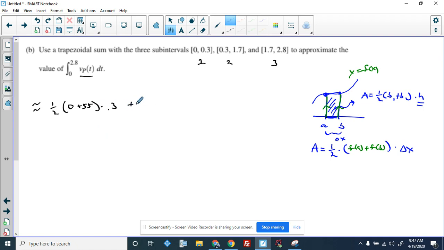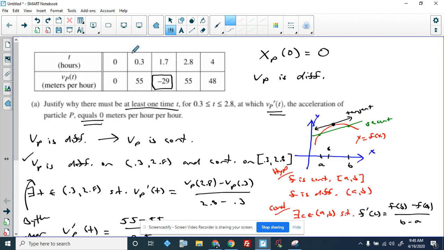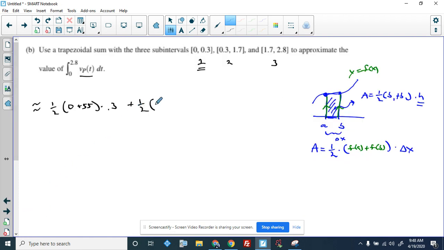All right. Plus, now I have to do 1/2. That's supposed to be a 1. All right, 1/2. So now what are my functional values here? Well, in my next interval right here, my functional values are 55 and negative 29. Okay, so 55 and then plus negative 29. And then times the delta x. What is the delta x? The delta x is going to be the length of this interval. So that's 1.7 minus 1.3. That's going to be what? 1.4? All right, so times 1.4. And then I'm going to go plus 1/2.